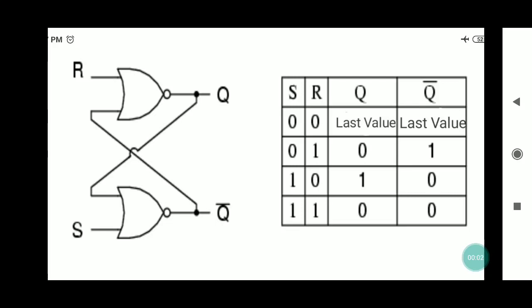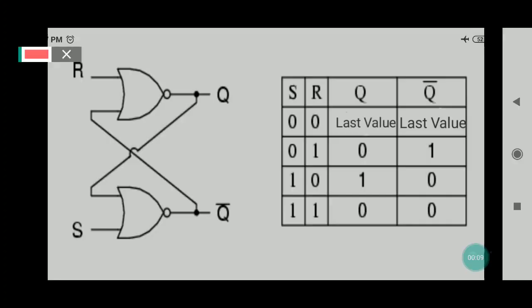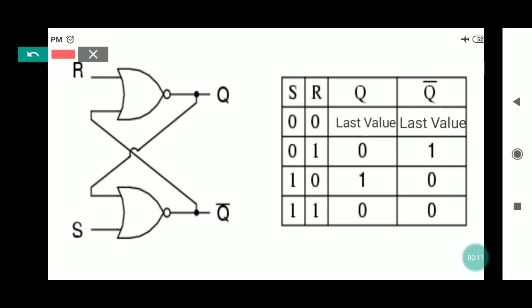Hello friends, in this video we will see the working of RS flip-flop. RS flip-flop is also known as reset set flip-flop. Here there are two inputs. See this logic diagram at the left hand side.